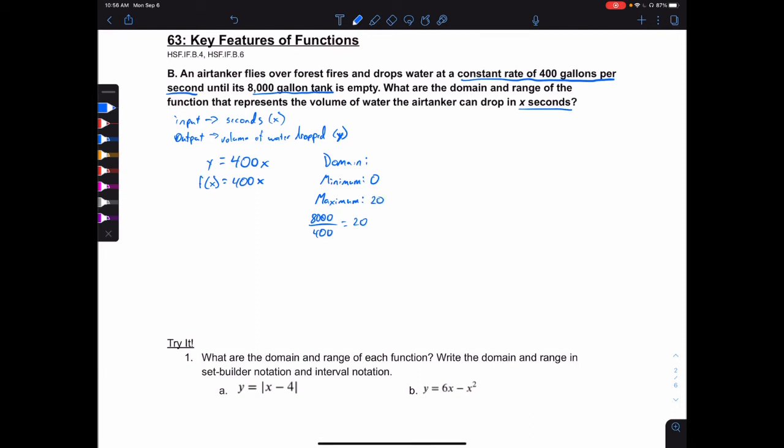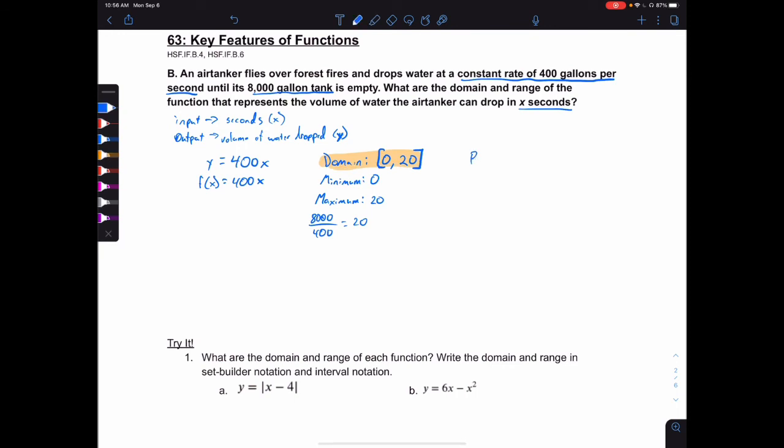So my domain, pretty straightforward. Using interval notation, we know the smallest is 0 and the largest is 20. Now we just need to ask ourselves, can we drop water for 0 seconds? Yes, so we're going to use a bracket. And can we drop water for 20 seconds? Yes, that is our absolute max. So we're also going to use a bracket. We don't want to use parentheses in this case. We would use brackets. So the domain is solved for.